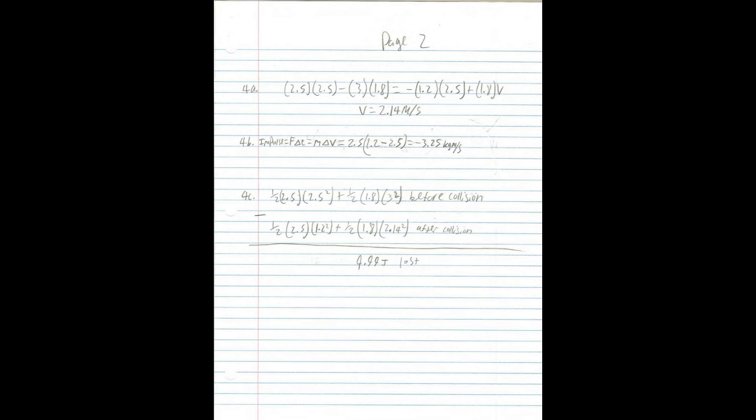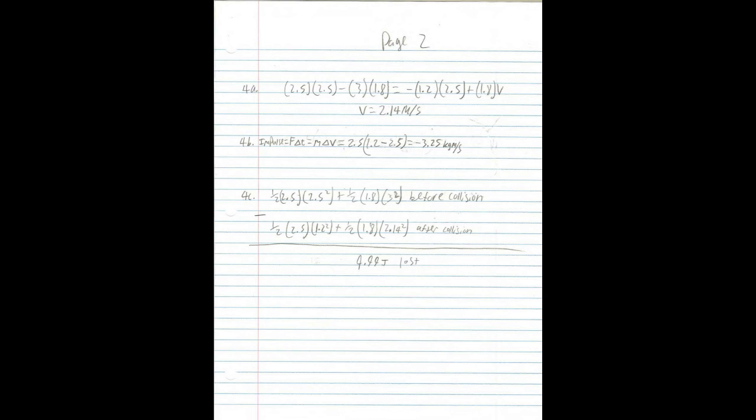So to solve for this, you just do m1v1 equals m2v2, but you keep the signs right. So you do 2.5 times 2.5 minus 3 times 1.8 equals negative 1.2 times 2.5 plus 1.8 times v. You solve for v, and you get v equals 2.14 meters per second. B asks, what is the impulse on the 2.5 kilogram puck? To find that, you just do the impulse equation, which is mass times change in velocity, which in this case is 2.5 times 1.2 minus 2.5, and you get negative 3.25 kilogram meters per second.